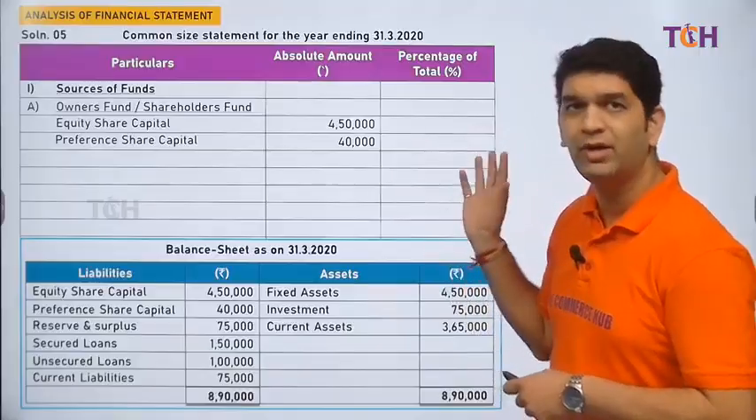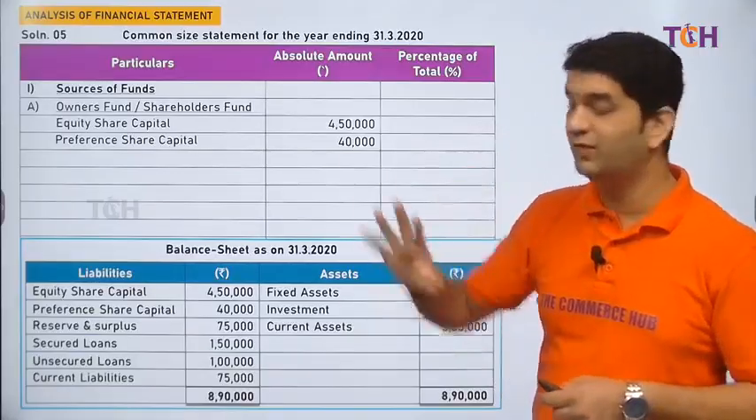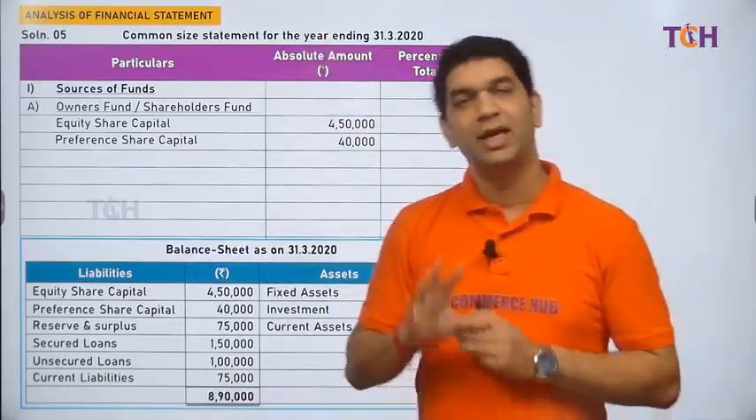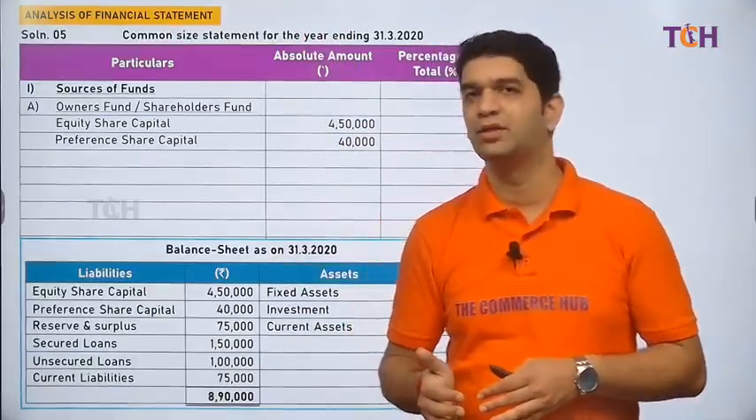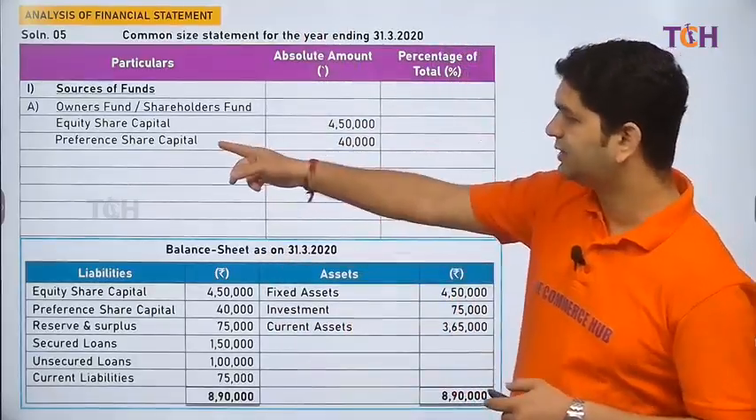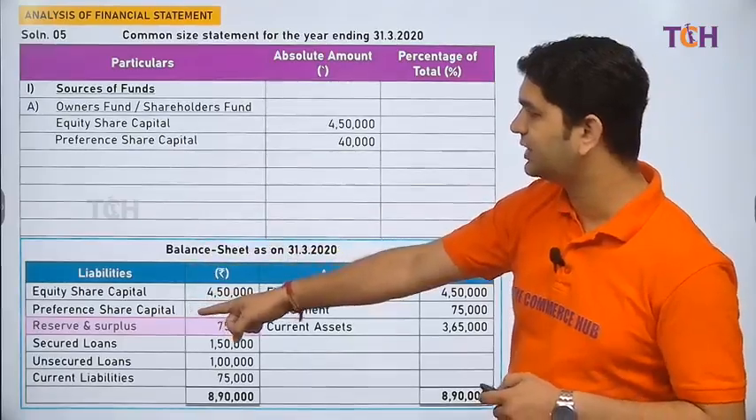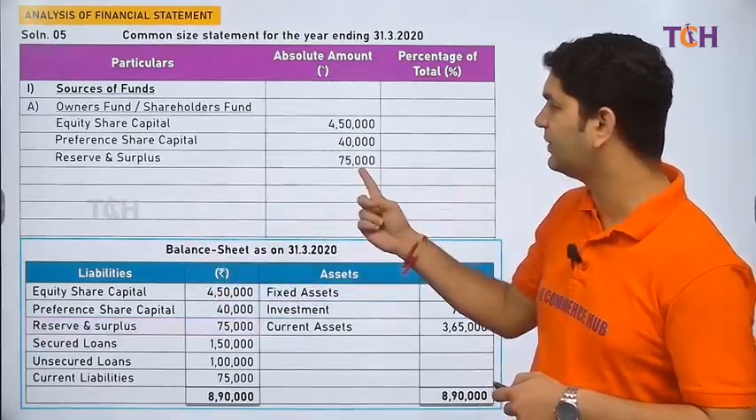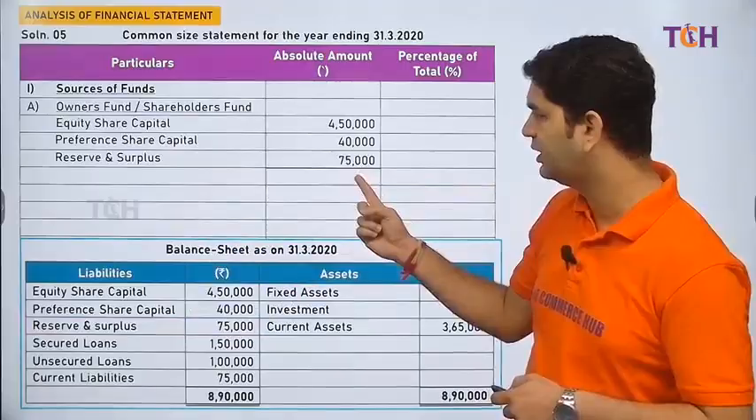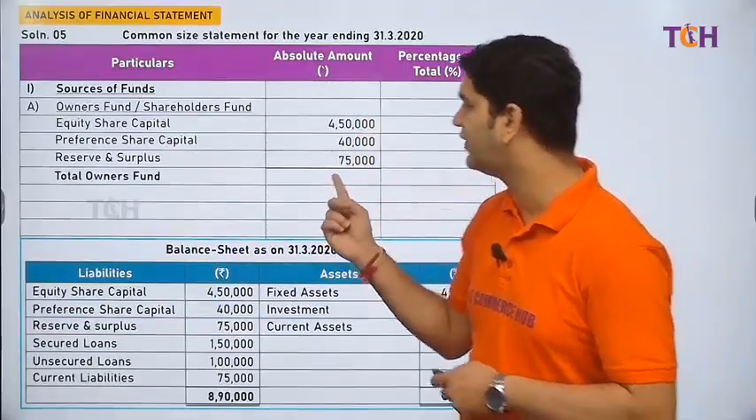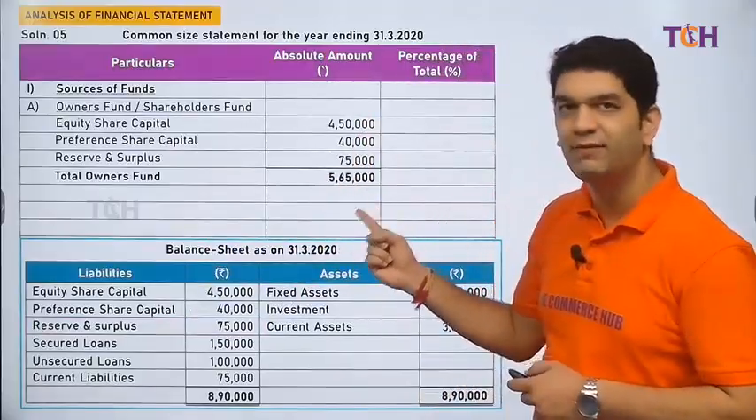Now how to calculate the percentage? For that we'll wait. We'll write the full format first, and then we'll start calculating percentage. After share capital, the next thing is reserves and surplus. So we'll write reserves and surplus as well, that is 75,000. The total of your owner's fund is 5,65,000.